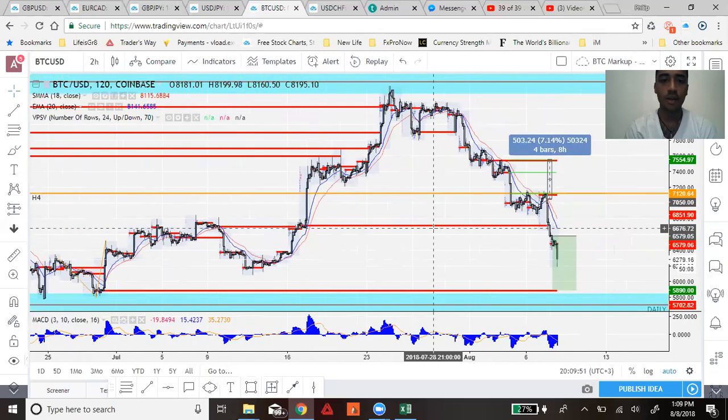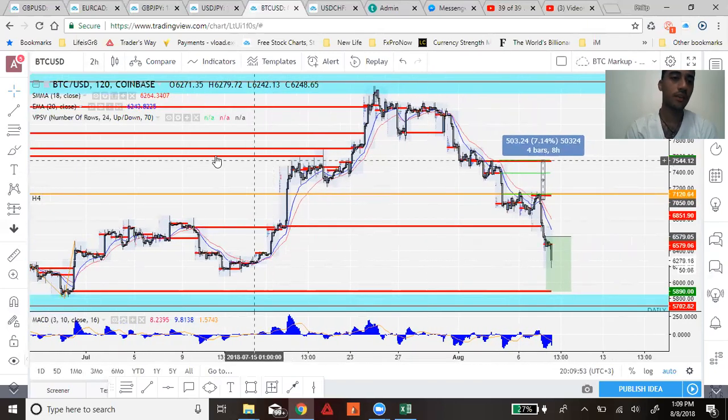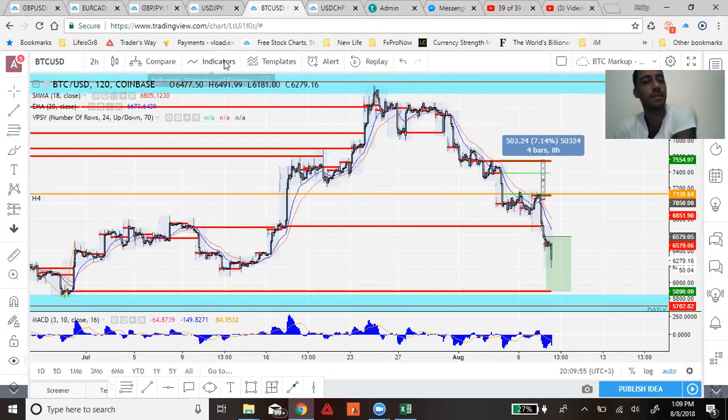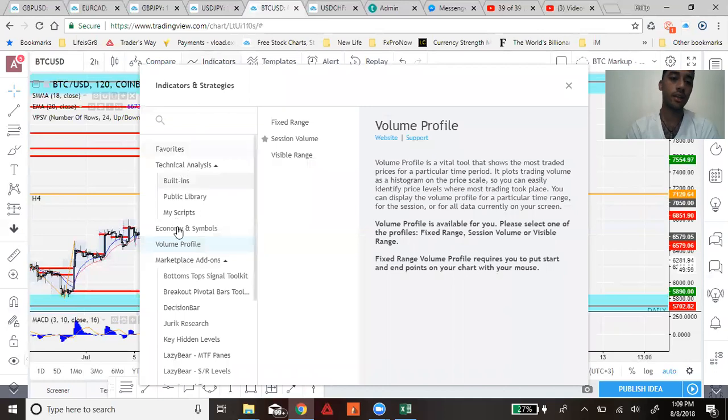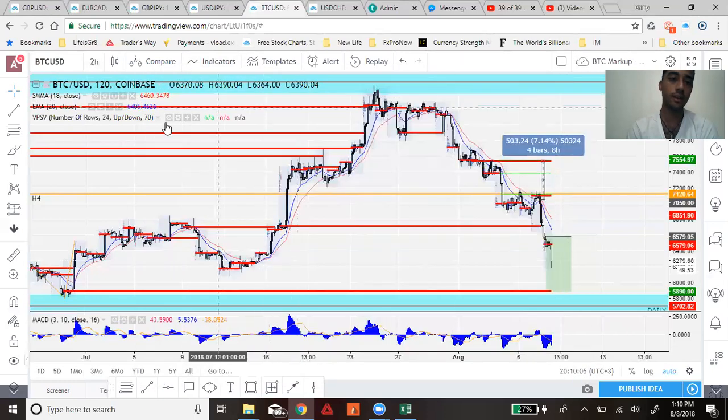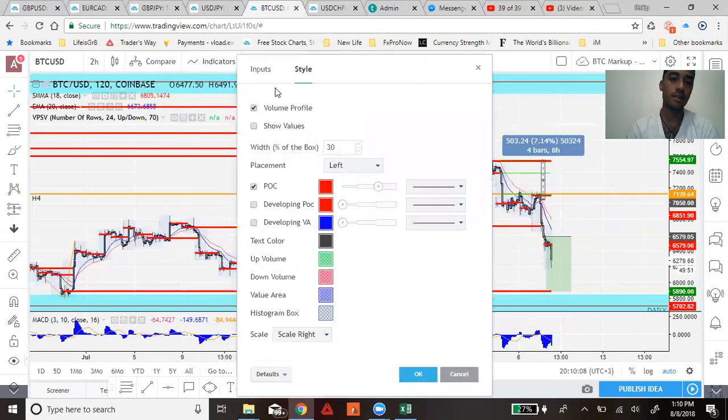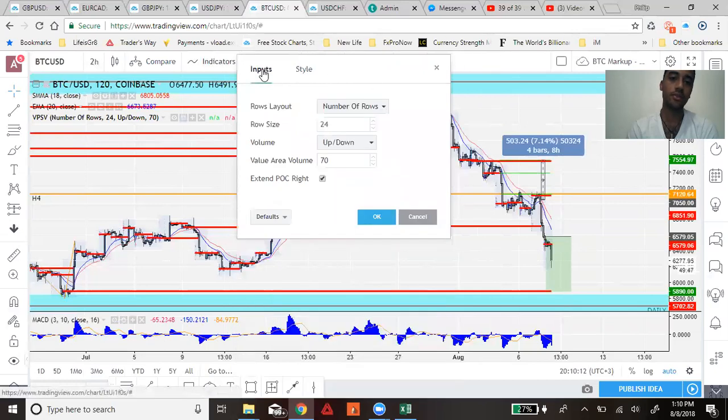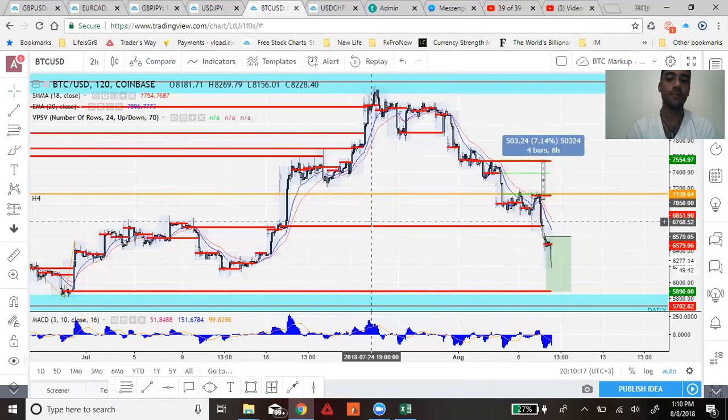So hopefully this helps you out a little bit. If you want to know about market profile, you have to have a pro account with TradingView. And you go to indicators, you go to volume profile, and then from there go to session volume. And then once you go into that area, you go to settings, make sure your settings look exactly like this for the style, and then make sure your inputs are exactly like this for the inputs, right?